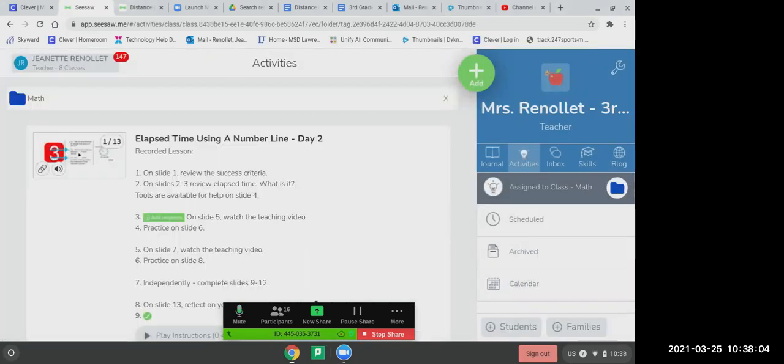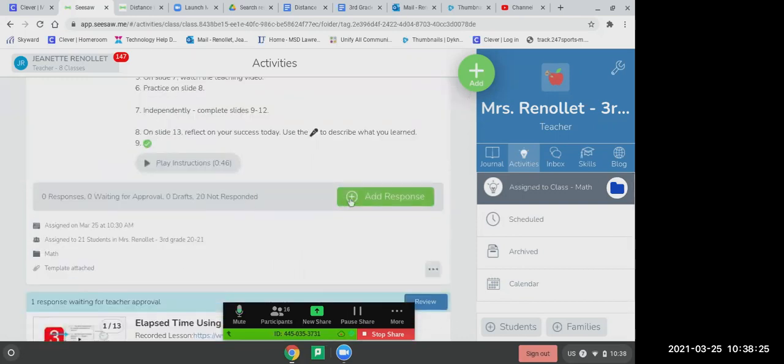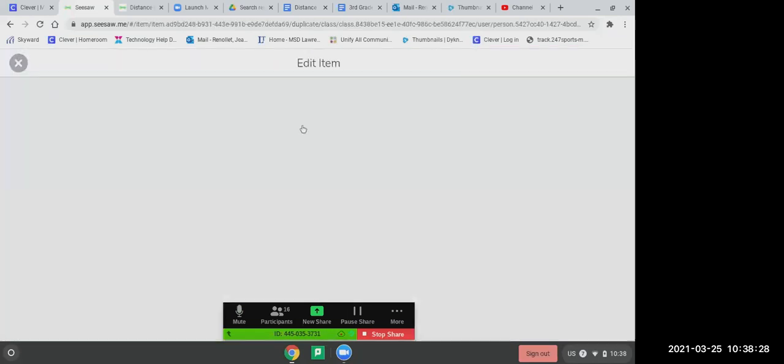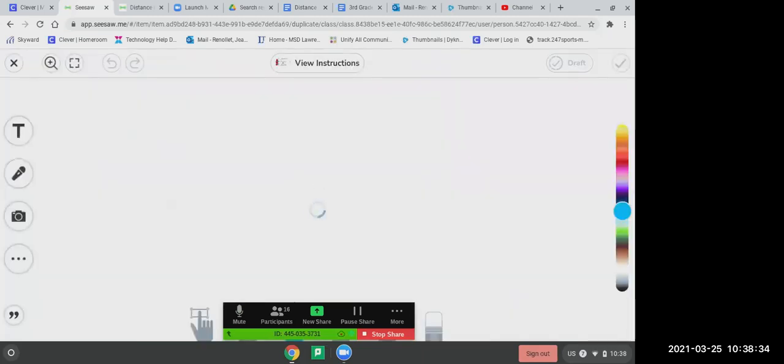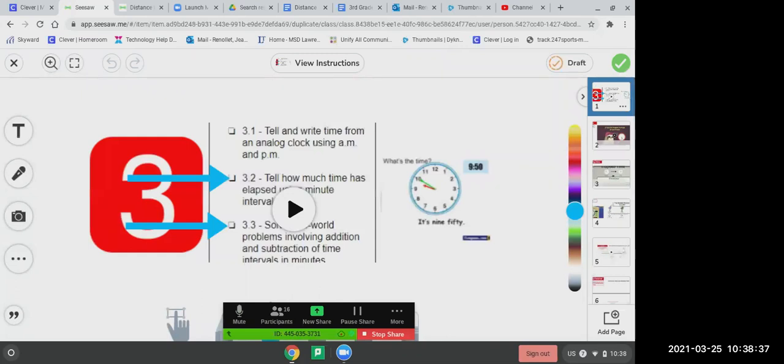Our task today is called Elapsed Time Using a Number Line, Day 2. Yesterday we started this strategy for the first time where we had a number line to show our thinking. Sometimes we were counting backwards, sometimes we counted forward in the day. You may go ahead and open by clicking Add Response. On slide number 1, we have our success criteria. I'm going to push play and I want you thinking and listening, what are we going to be doing today?